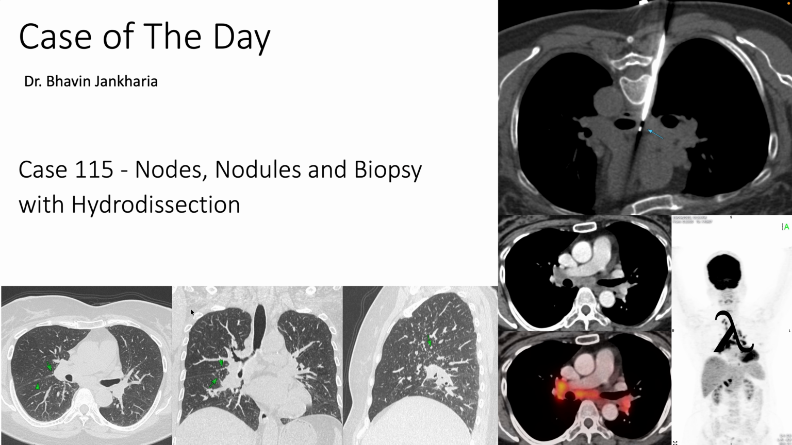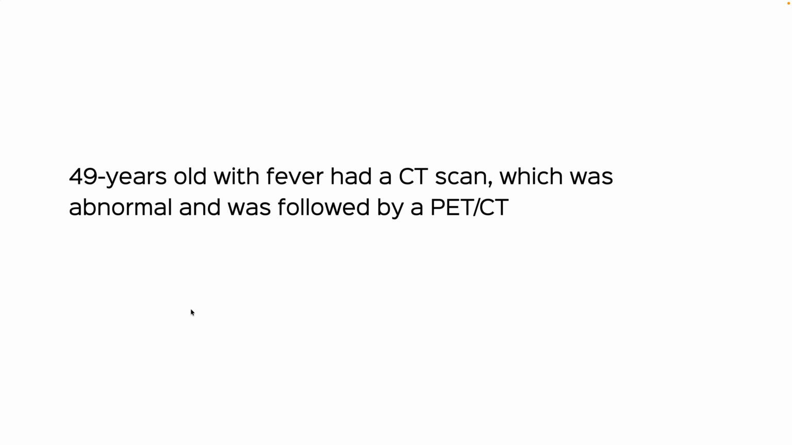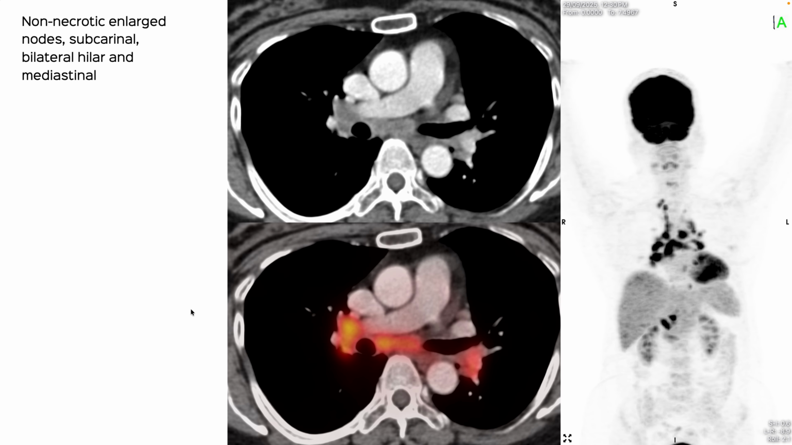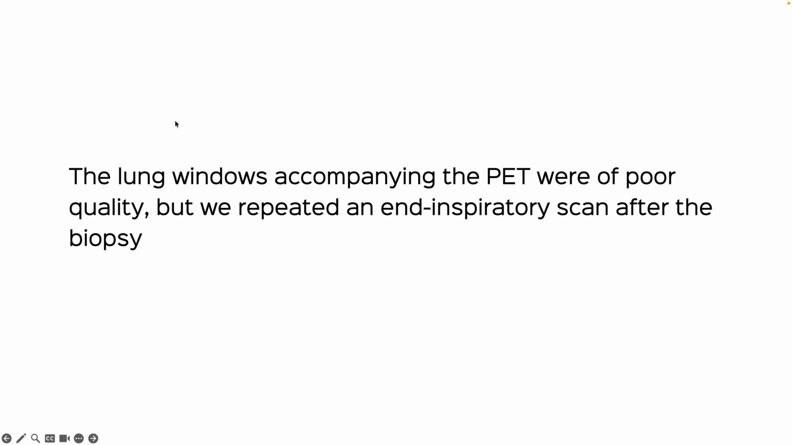with Hydrodissection. A 49-year-old had fever, had a CT which showed some findings, came for a PET CT, and the PET showed non-necrotic enlarged lymph nodes which were active. That's the pattern of distribution of the nodes on the coronal PET, which resembles a lambda sign. And the lung windows accompanying the PET were of poor quality. So this was sent to me for a biopsy.